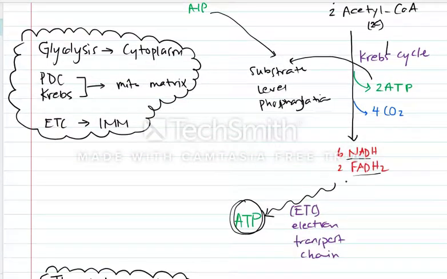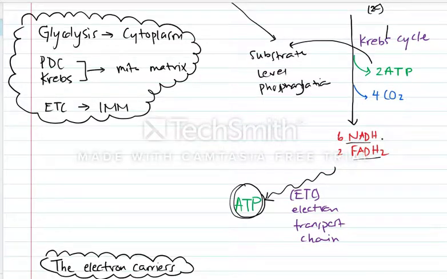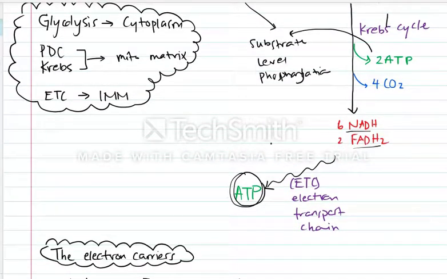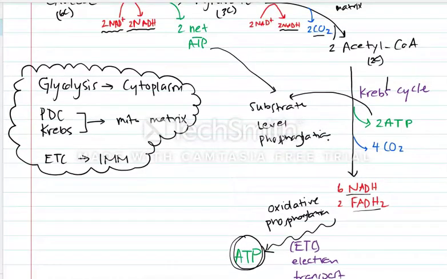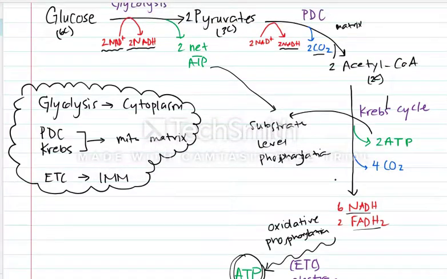However, at the end, in the electron transfer chain, where the NADHs and FADH2s are cashed in to make ATP, we call this process oxidative phosphorylation. And we will talk later about what that means. Okay? So we make ATP through 2 processes, substrate level phosphorylation and oxidative phosphorylation.